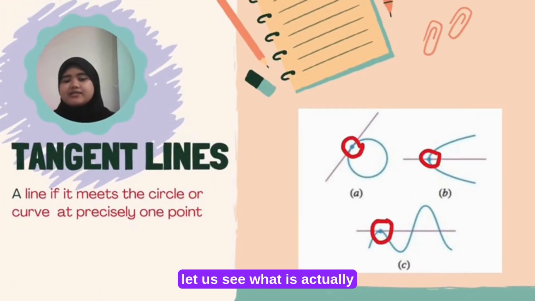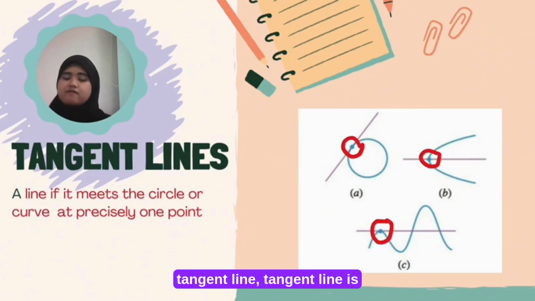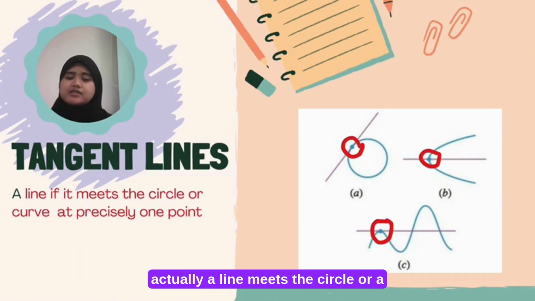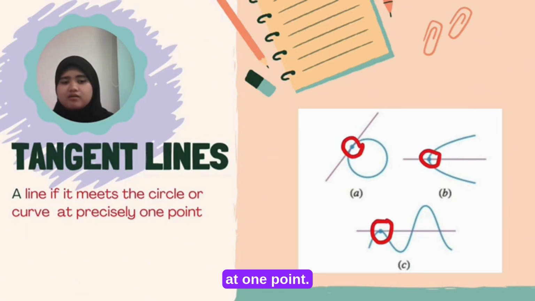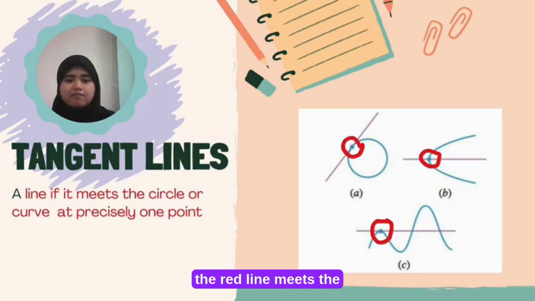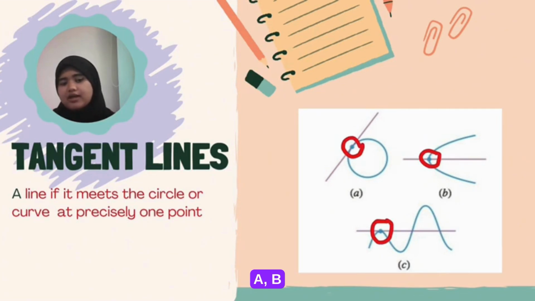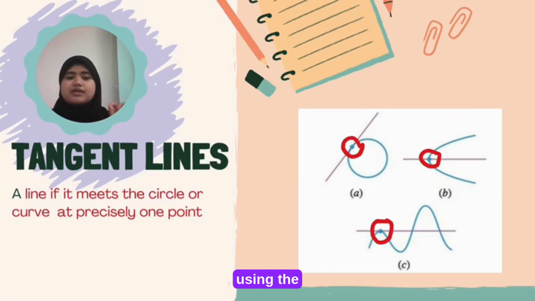And now let us see what a tangent line actually is. A tangent line is a line that meets the circle or a curve at precisely one point. For example, here you can see the red line meets the blue line at one point, for A, B, and C, which I circle using the red marker.